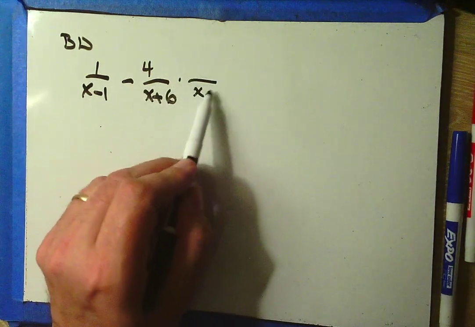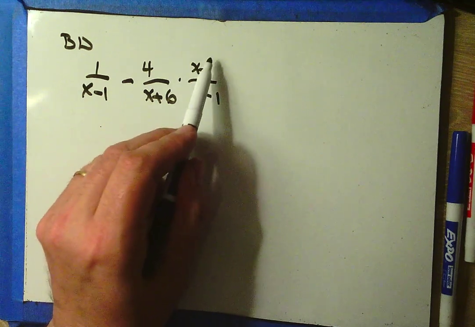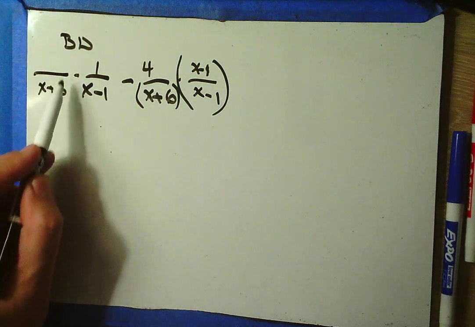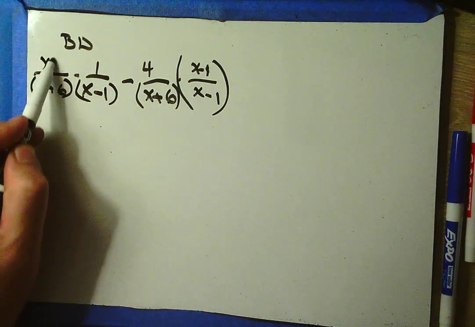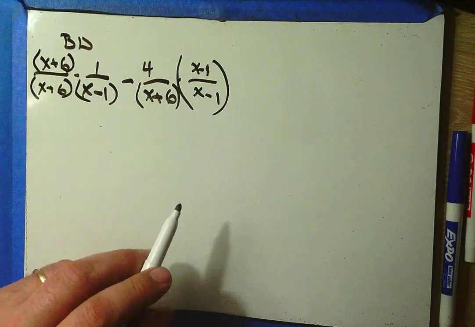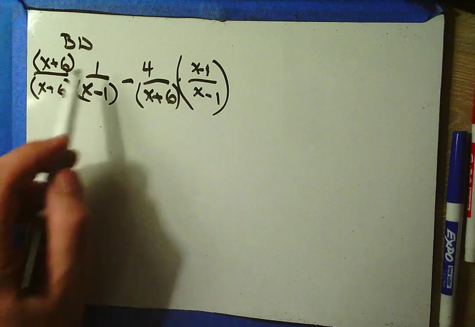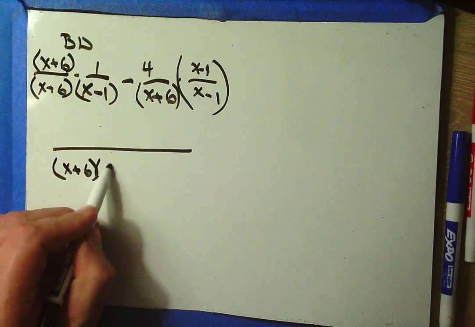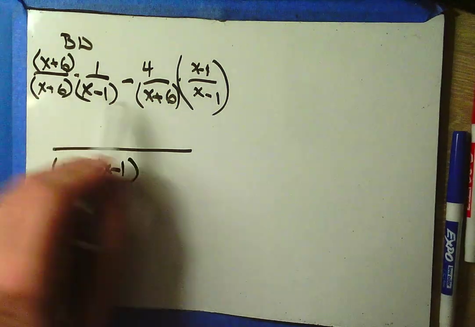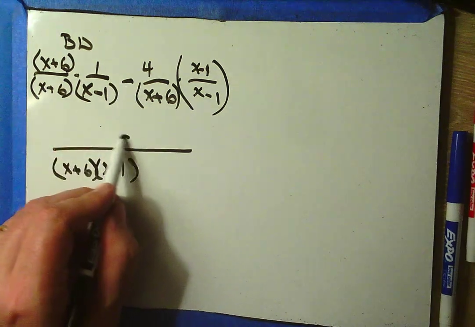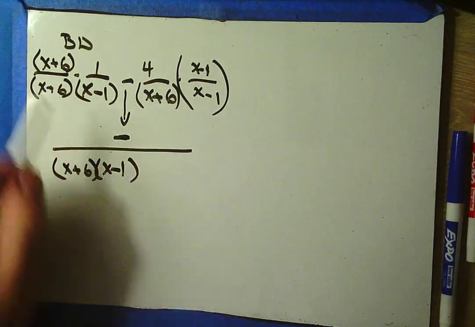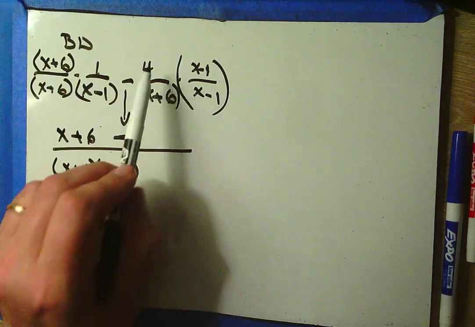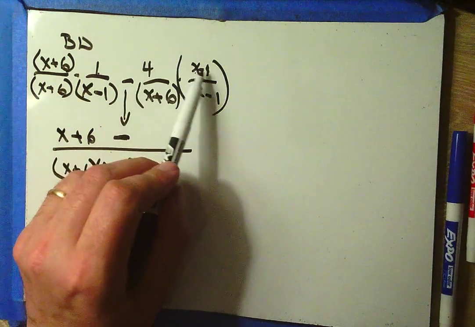So over here, I need to multiply by x minus 1 over x minus 1. And over here, we would need to multiply by x plus 6 over x plus 6. So we could then rewrite this with x plus 6, x minus 1 as our common denominator. We've got this minus here. We can just bring down. Over here, we've got 1 times x plus 6, which is x plus 6. But over here, we've got this 4 times x minus 1.